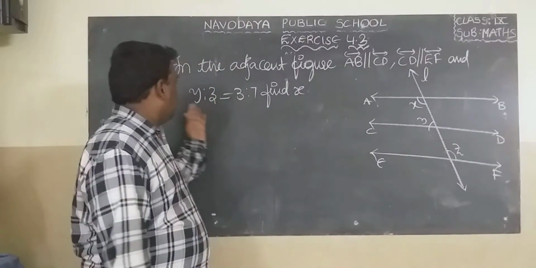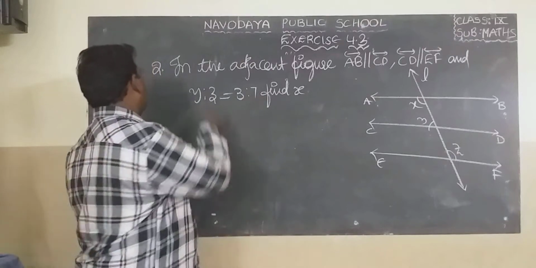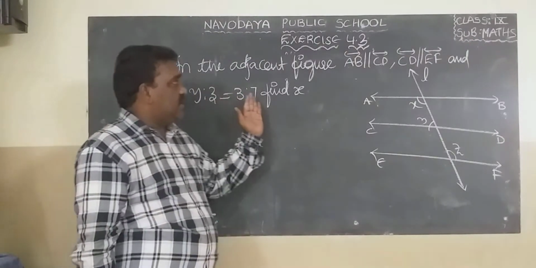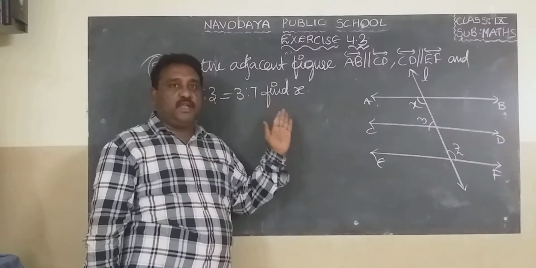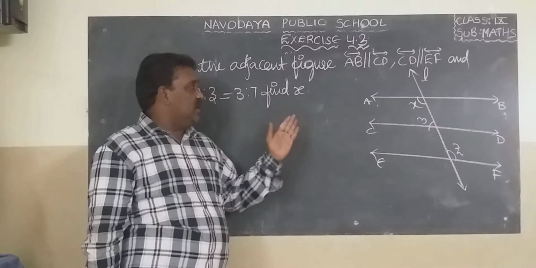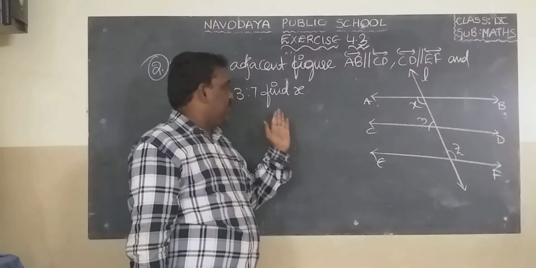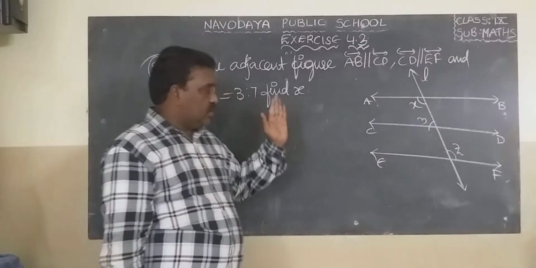So write down problem number 2. What is problem number 2 in exercise 4.3? In the adjacent figure, AB is parallel to CD, CD is parallel to EF, and y is to z equal to 3 is to 7. Find x.